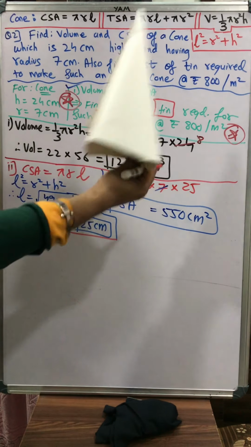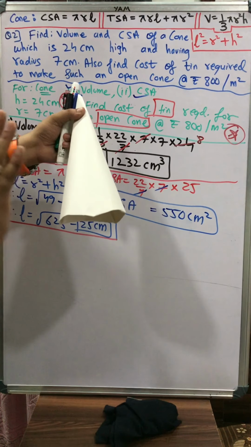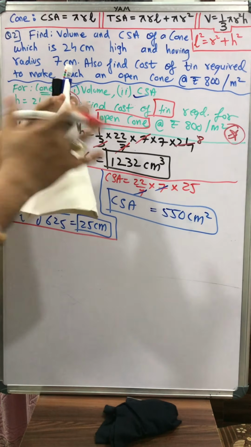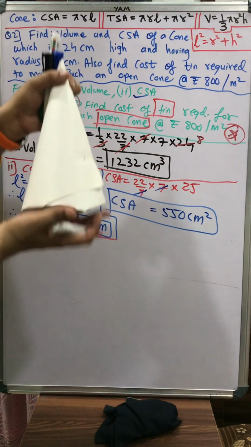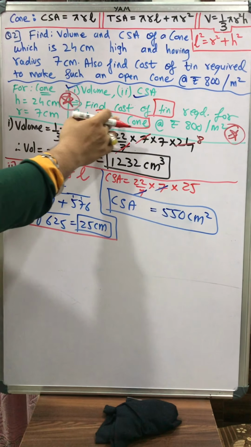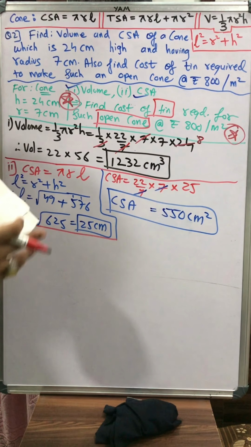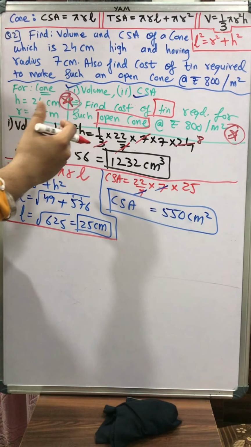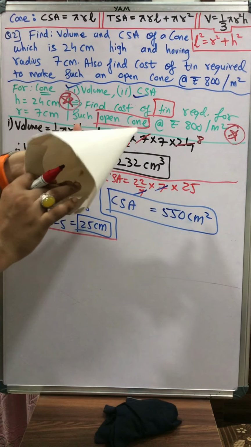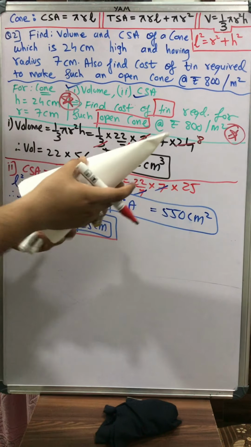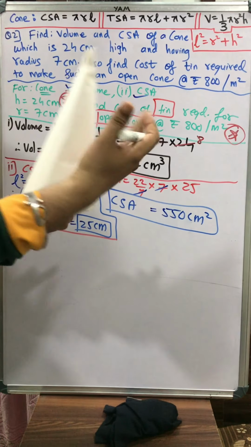Just imagine that this is the cone they are dealing with, and this white color paper is just the tin. So we are using the tin just in the curved surface part. We are not using tin at the base. Why? Because it's mentioned that the cone is an open cone. Open cone means there is no base. So when we are calculating the cost of how much tin will be required, mark my words, the tin required will be just equal to the curved surface area.